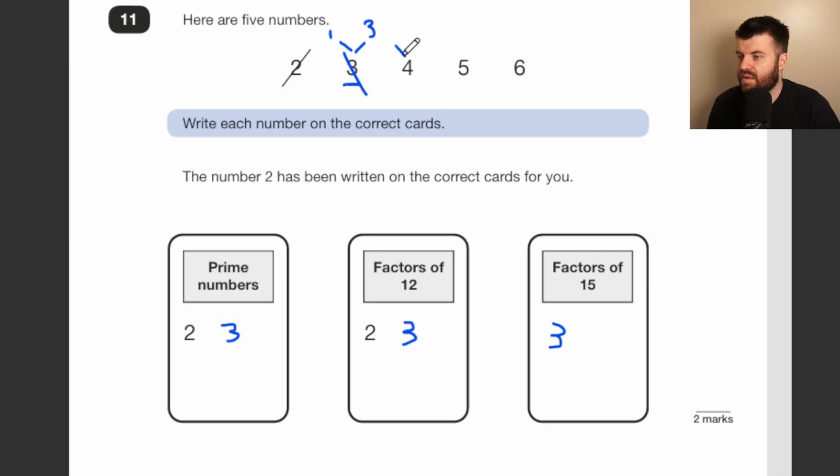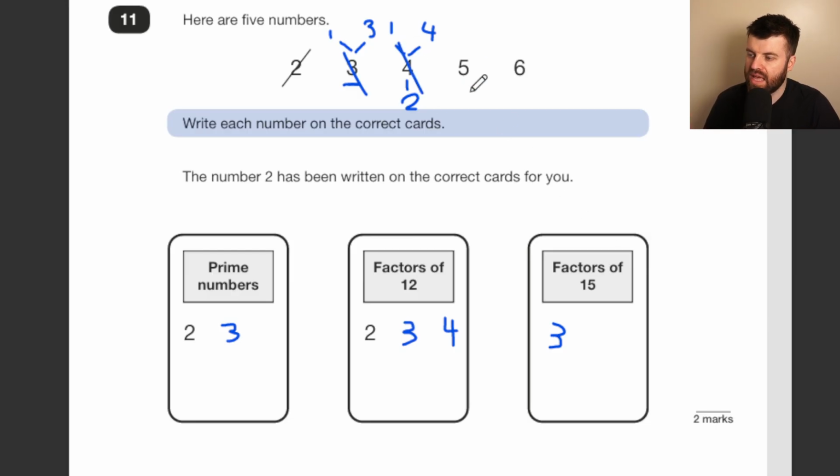No, it's not, because it has 1 and 4, but it also has 2. It's in the 2 times table. So that has more than 2 factors. It's not prime. Is it a factor of 12? Yes, like I said earlier, 3 times 4 is 12. Is it a factor of 15? No, 15 is not in the 4 times table.